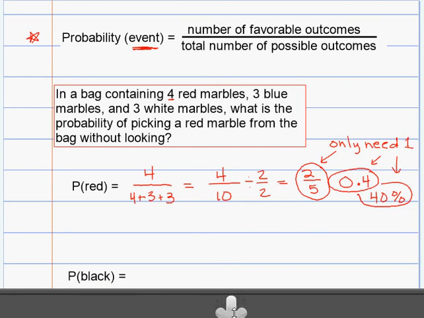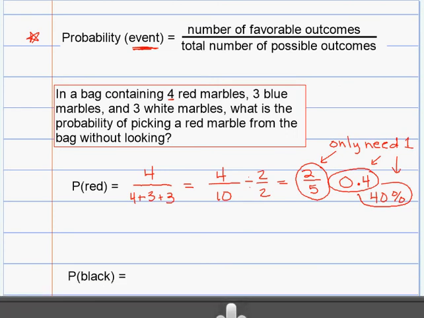Okay, so let's take a look at this example down here. What is the probability of getting a black marble? Okay, so we're going to work this example the exact same way. It's still in this bag containing 4 red, 3 blue, and 3 white marbles. So hopefully you remember 4 plus 3 plus 3 is 10.